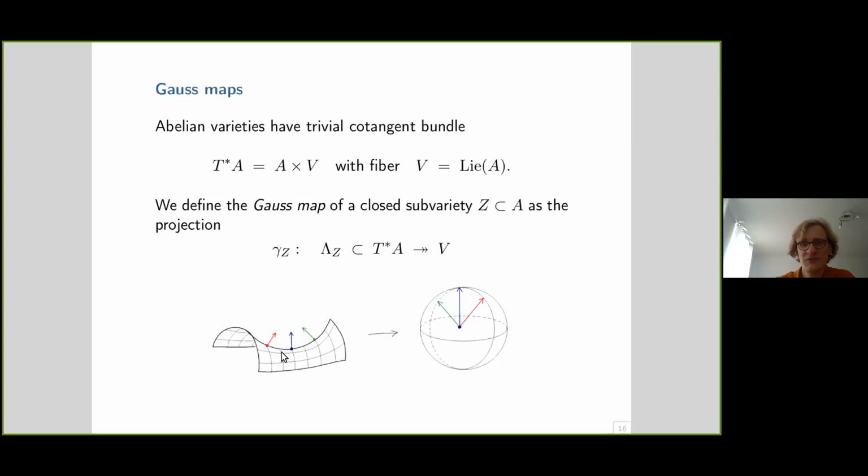So here's a cartoon. What this means is, in the case of divisors, the conormal directions over any point are just a line. And you take a point on that line and you send it to that point inside the fixed ambient vector space V. So this is really like the definition of the Gauss map in real differential geometry, except that it's not on affine space, but on abelian variety. But the only thing you need to define it is this projection map from the cotangent bundle to the cotangent space at the origin. So this captures information about the curvature properties of the subvariety.